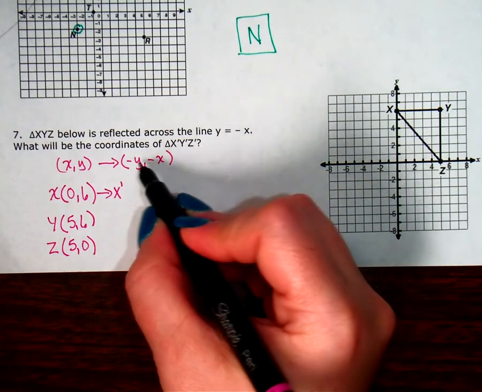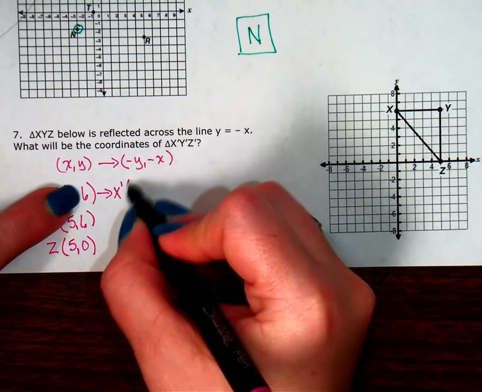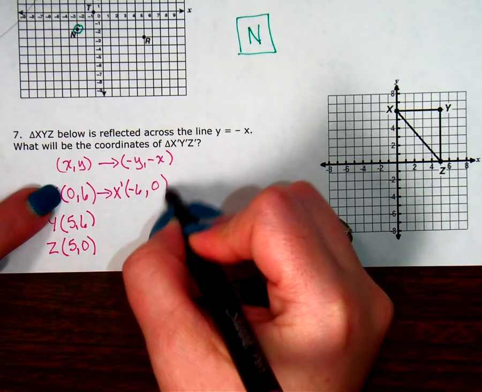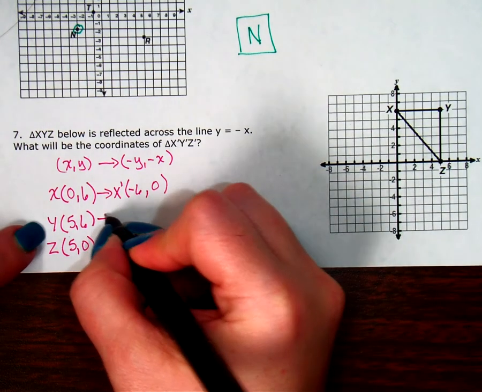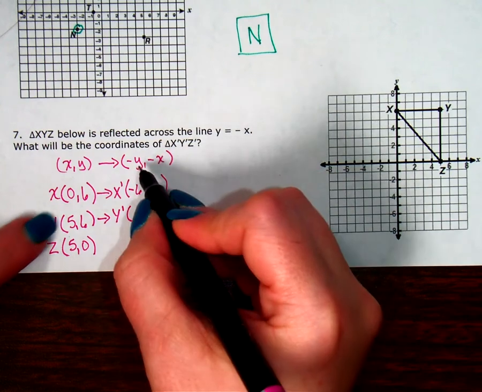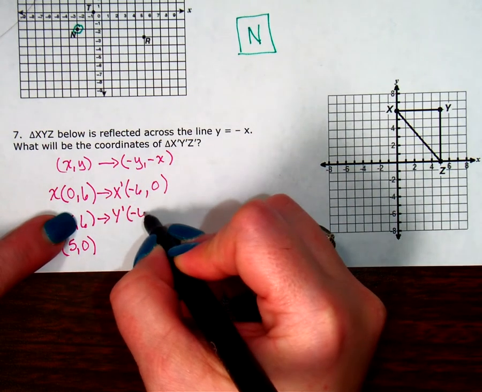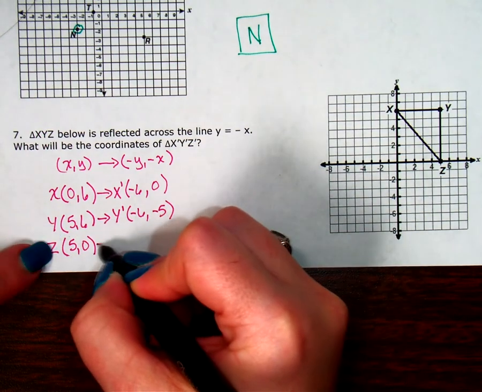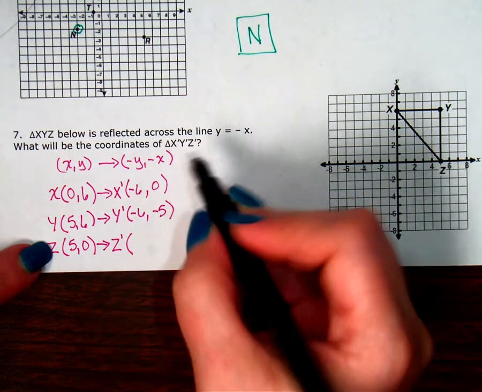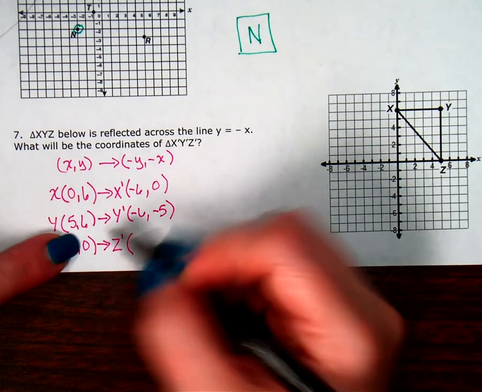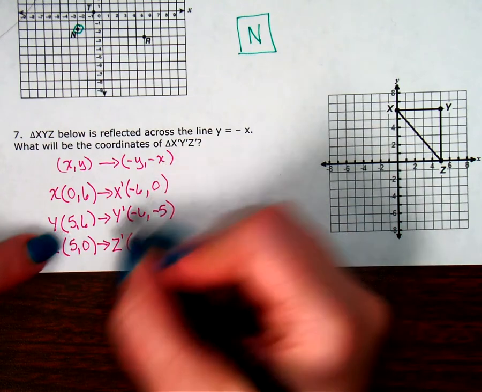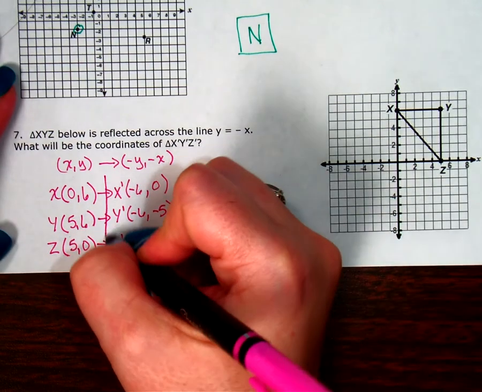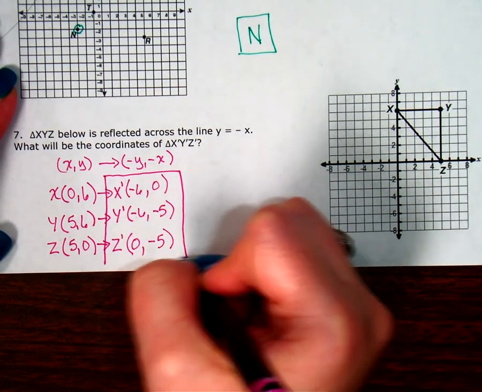To get X prime, the opposite of y. Y is 6, the opposite of 6 is negative 6. The opposite of x is 0. There is no such thing as the opposite of 0, so it just stays 0. Y prime, the opposite of y is going to be negative 6. The opposite of x is going to be negative 5. And then Z prime, the opposite of y is 0, so that stays 0. The opposite of x is going to be negative 5. So here are my coordinates for X prime, Y prime, Z prime.